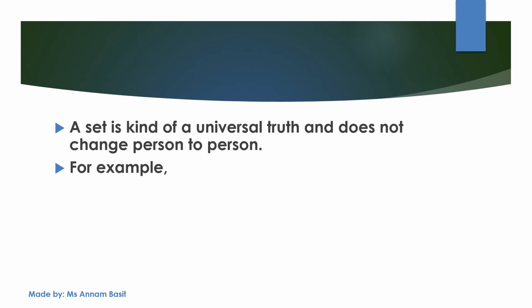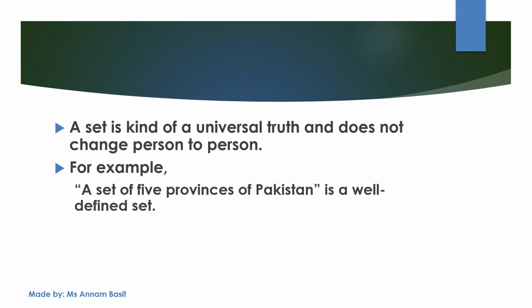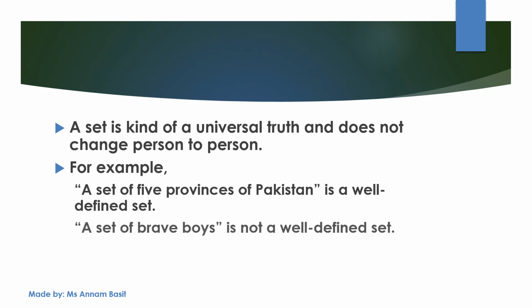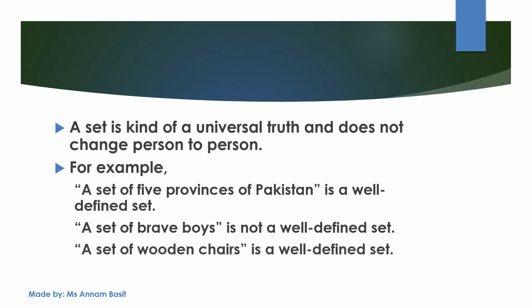Okay. So for example, let's take this example. A set of 5 provinces of Pakistan is a well defined set, because you have clearly mentioned what 5 provinces you're talking about. You're talking about the 5 provinces of Pakistan. It's well defined, it's clearly mentioned. Then look at the second example, a set of brave boys. This is not a well defined set. Why? Because there are a lot of brave boys. You don't know what kind of particular group you're talking about. It's not clearly mentioned, so this is not a well defined set.